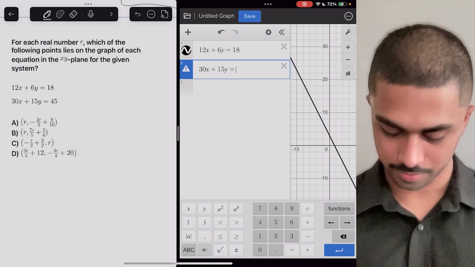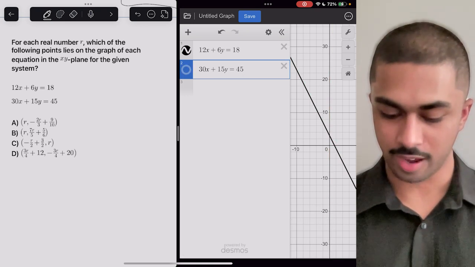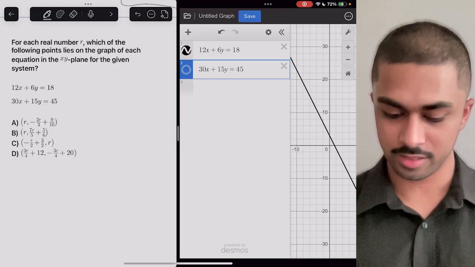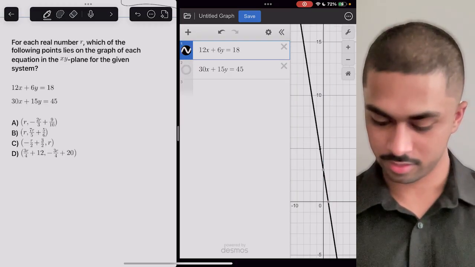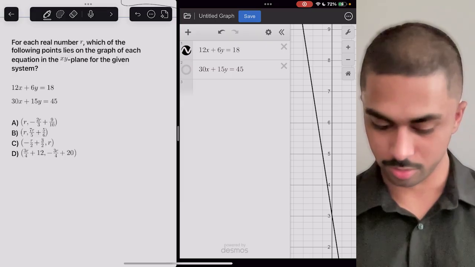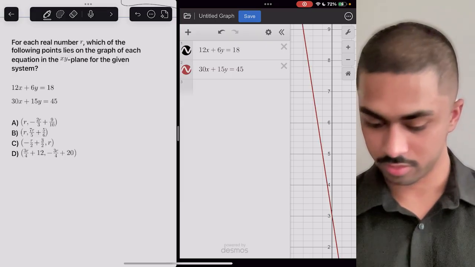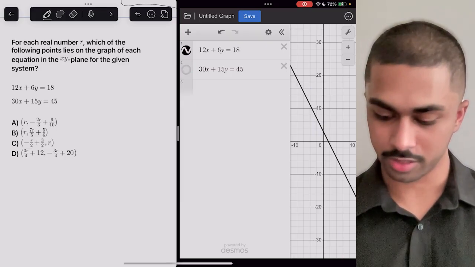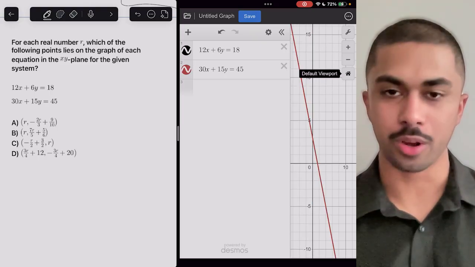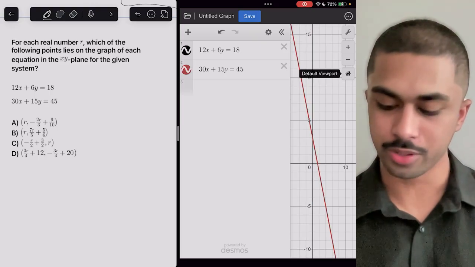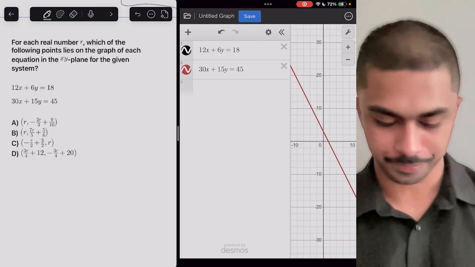15y equals 45. See how when I unhighlight and highlight the red line, it's the same line. Zoom in even more. Same one. Also, you can always click this home button. Do you see that? You can always click that to go to your default viewport. Okay.